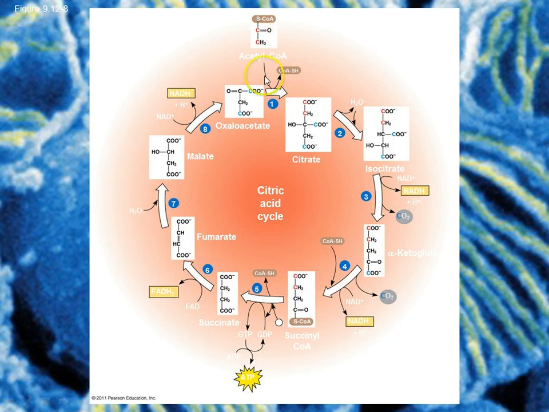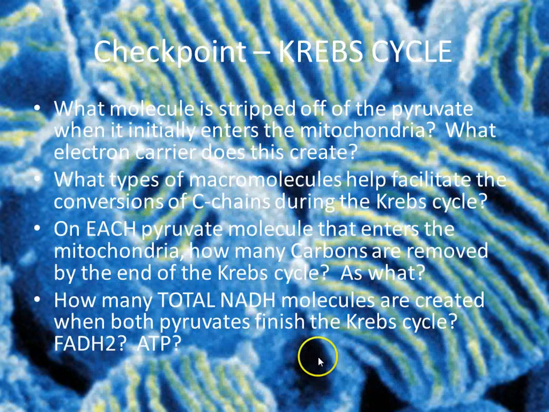Now, again, keep in mind that's for every 1 molecule. So remember, there are 2 molecules of acetyl coenzyme A that come into this process. So that would mean a total of 6 NADHs, 2 FADH2s, and 2 ATPs being produced. Another checkpoint. I'll give you a few seconds here. I'll come back. You guys can hit pause and see if you can answer these questions.